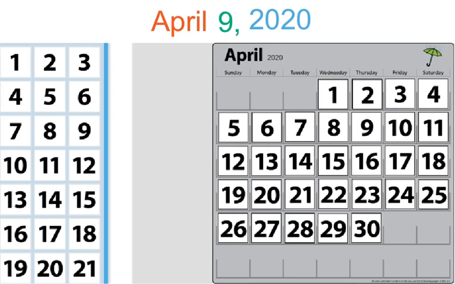Now let's look at April 9th, 2020 on a calendar. See if you can find the number 9. It's right here. If we go up and look at our days of the week, what day of the week is today, April 9th? If you said Thursday, you are correct.